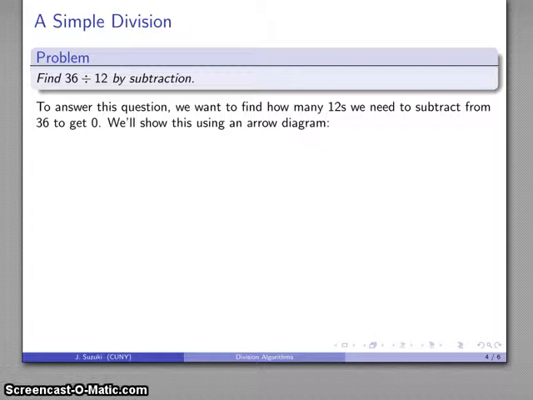And so I can actually do this. I'll show the subtractions using an arrow diagram here. So I'm starting with 36, and I'll subtract 12, and another 12, and another 12, and I'm at 0. So now what I've done is I've subtracted 12 one, two, three times. I'm able to subtract 12 three times, and so that tells me that the quotient is equal to 3. Again, we can interpret this in terms of our multiplication, working backwards: 1, 2, 3 twelves together is 36. So 36 is 3 times 12, so 36 divided by 12 is equal to 3.